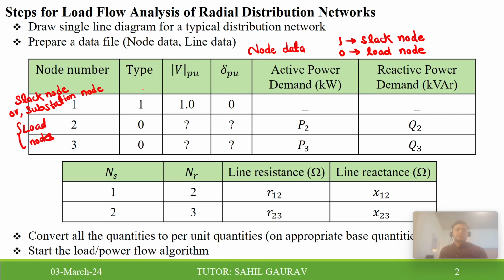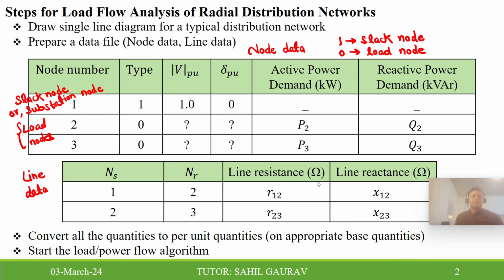And after preparing this data file for the various nodes or buses, we prepare the line data. For the lines, we are given the resistance and reactance, and we represent them by the sending end node and the receiving end node. Since the sending end node is 1 and the receiving end node is 2, the line connected between 1 and 2 has resistance and reactance represented as R12 and X12.